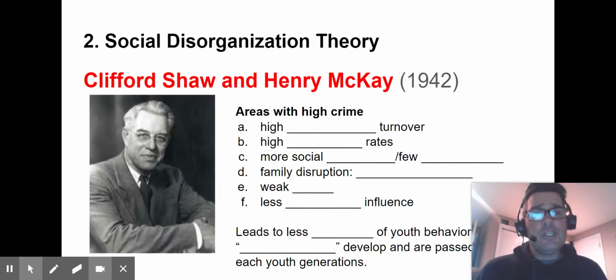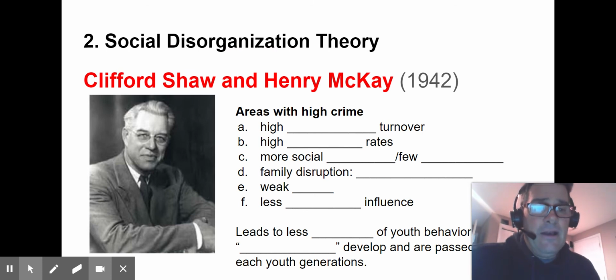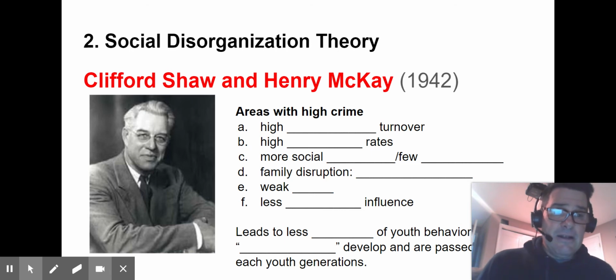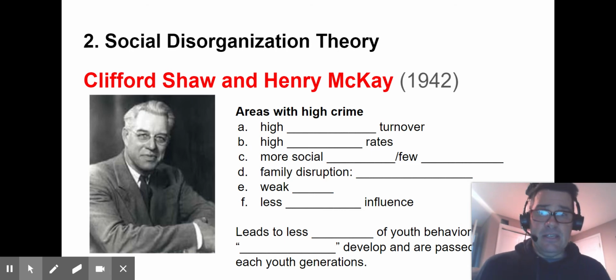All right, so Clifford Shaw and Henry McKay are a couple of sociologists and criminologists who came up with this idea. It's way back in 1942, and they're looking at urban areas in the United States and why crime happens in these areas. So, Clifford Shaw and Henry McKay. What they find is that areas with high crime had a lot of similarities, whether they were in Chicago or New York or Detroit or whatever major city you want to talk about. Let's look at those similarities.